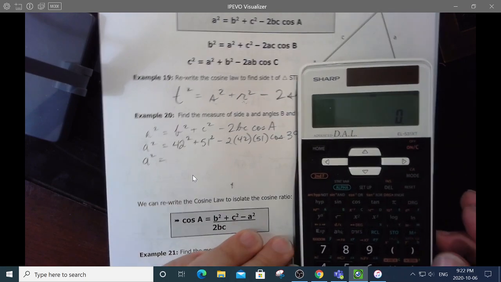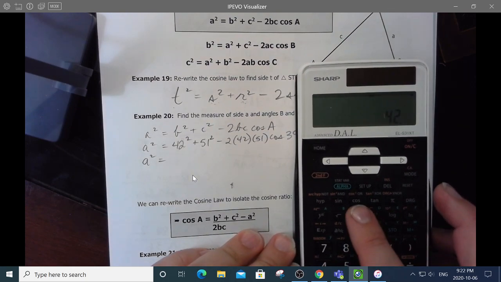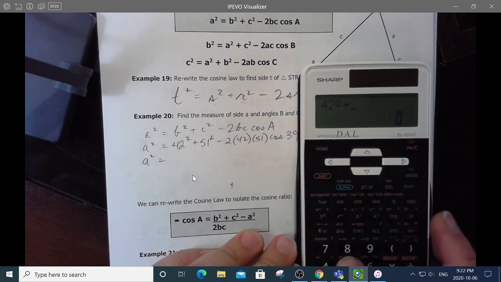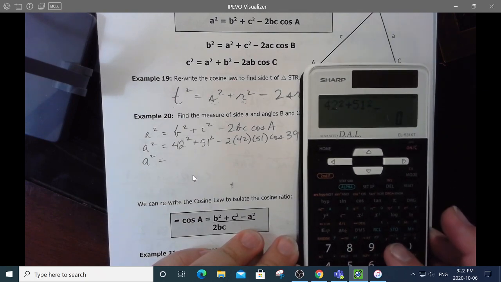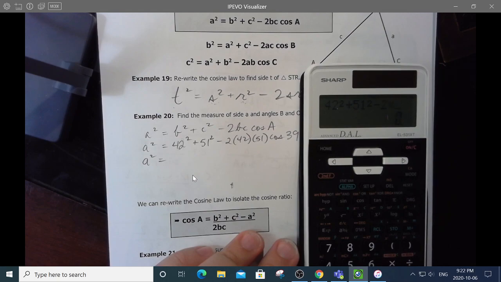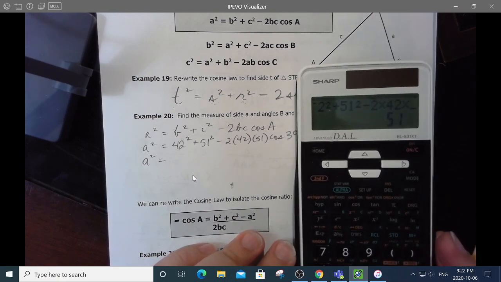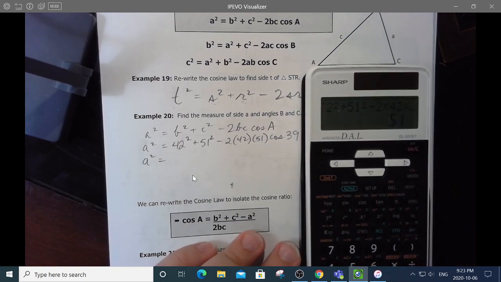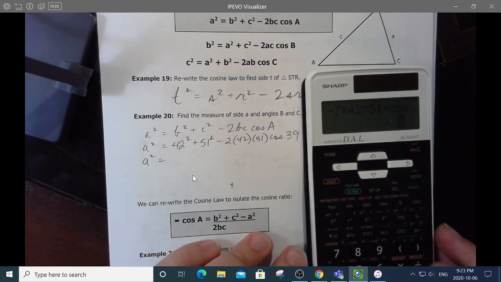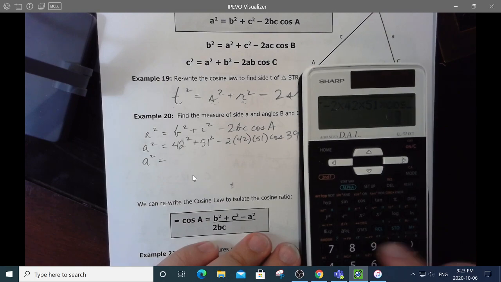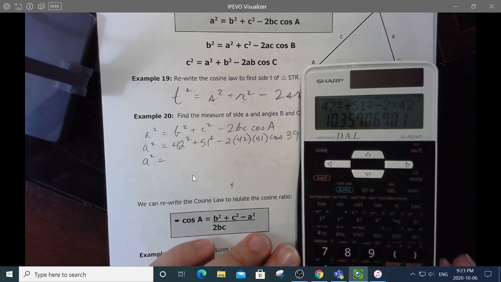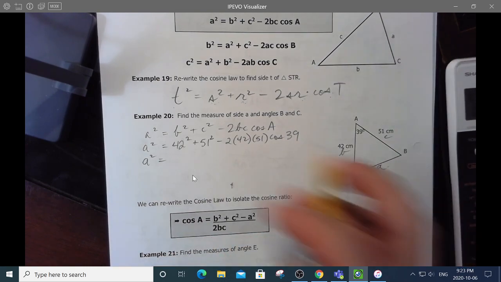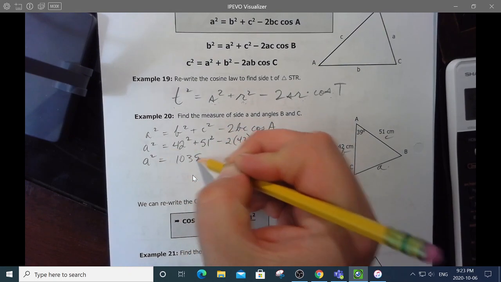So, here we go. 42 squared plus 51 squared minus 2 times 42 times 51. I don't know if you can see that or not. Sorry that it's so dark. Times the cosine of 39 equals 1035.7, and a bunch of change.